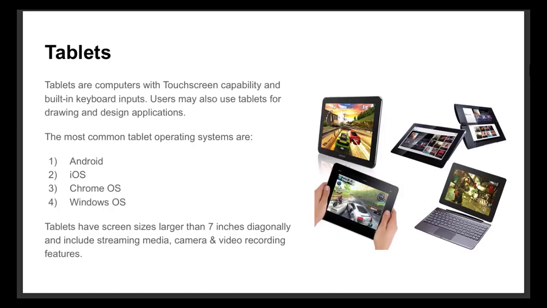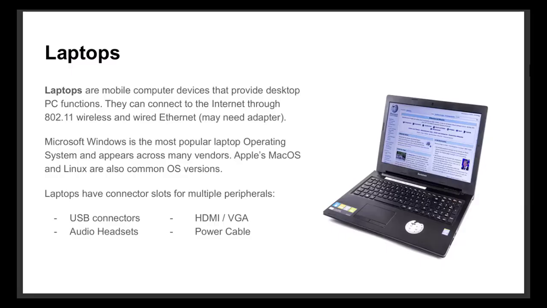Some common operating systems that you will see on tablets include Android, iOS, which is an Apple tablet operating system, Google's Chrome OS, and Microsoft Windows OS. We typically designate a tablet as a device that has a screen size larger than 7 inches. Your mobile devices, your smartphones, will typically have a screen size that is something less than 7 inches. We can use tablets for features such as streaming media, video recording, and the ability to take pictures using a built-in camera. Our next computing device is a laptop.